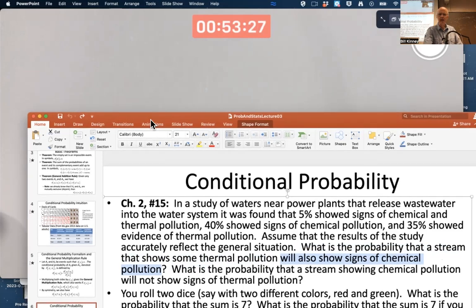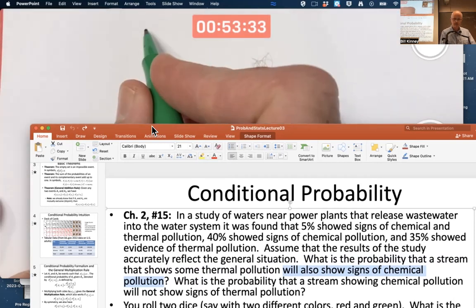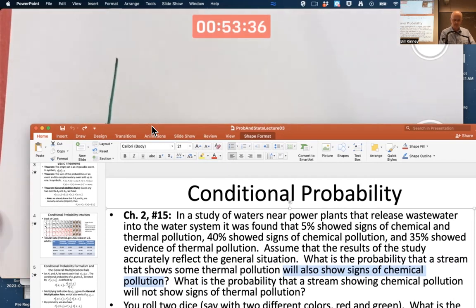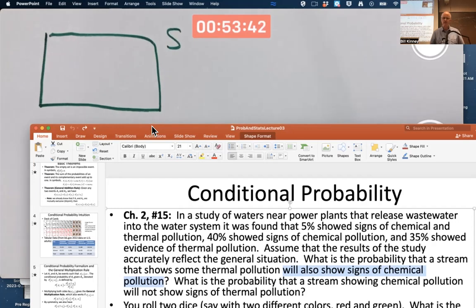Okay. Let's conceptualize this before we answer it with a Venn diagram. What does the box for the sample space represent here? You could think of it as representing all streams near all power plants, or every stream that is near a power plant. What, in just one state? Well, not necessarily. Maybe you think it applies to every state in the country, or maybe every country in the world. Do you have to specify what kind of power plant it is? Maybe, but we're not worrying about that.